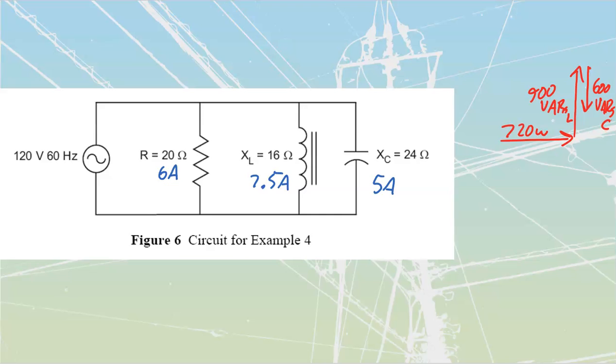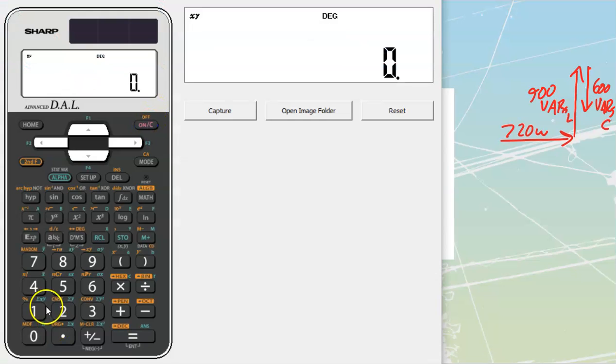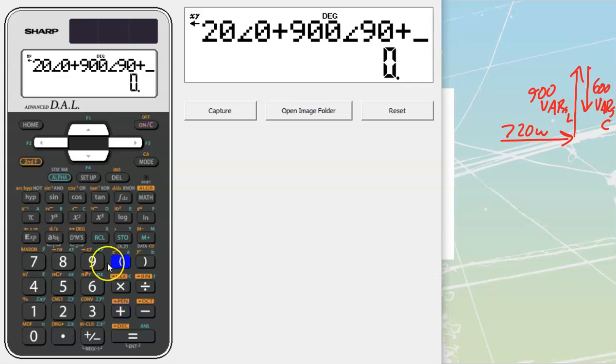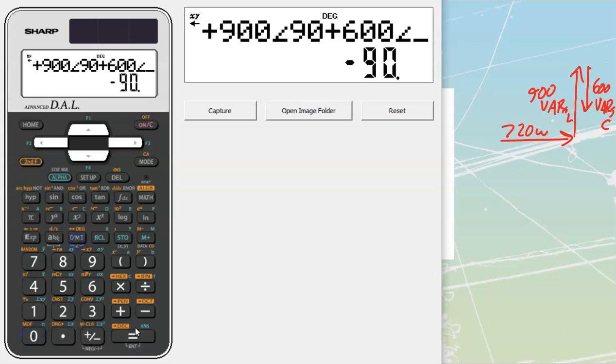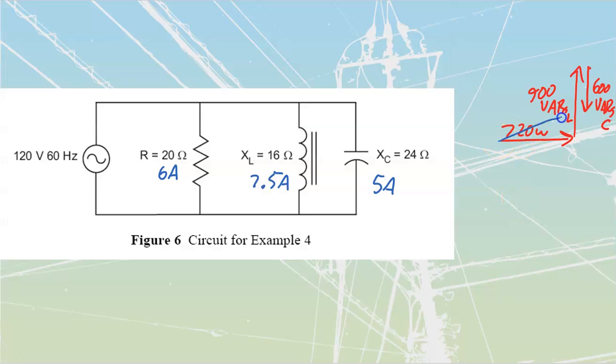What we can do now is add those all together to establish our total amount of VA. So we will take 720 watts, always added in at 0 degrees, plus my 900 VARS L, which add in at 90 degrees, plus my 600 VARS C, which add in at a negative 90 degrees. All together, this equals a value of 720. It's giving us the XY because that's the format, so we'll just make it display as polar. It's giving us a grand total of 780 VA. That's going to be my new triangle going across, so that would be this over here.